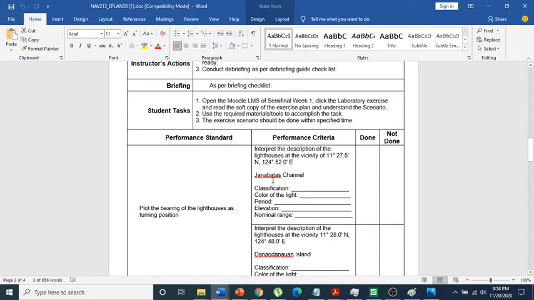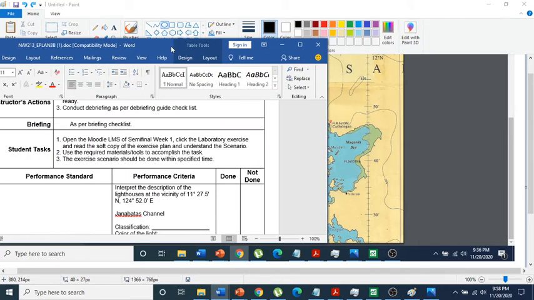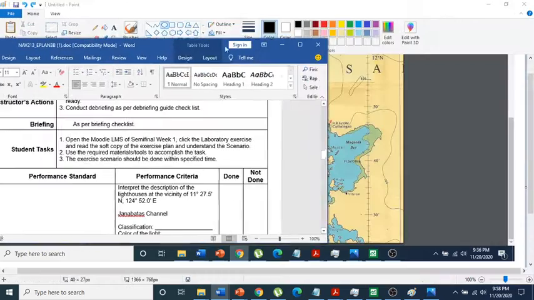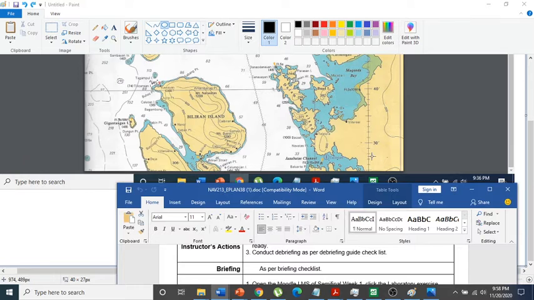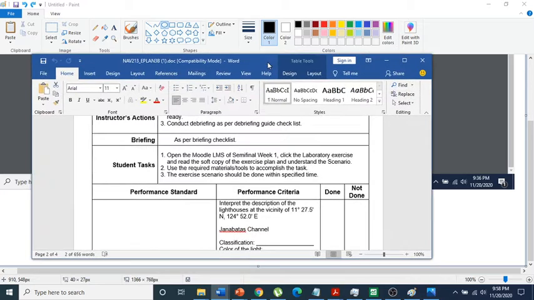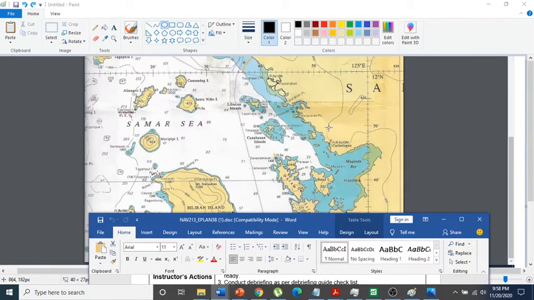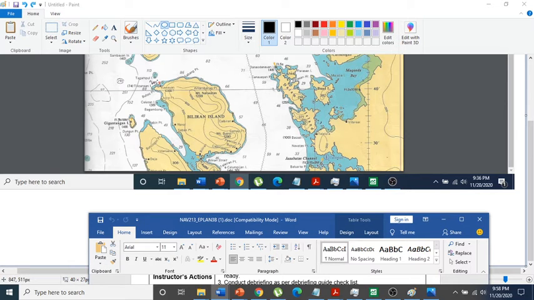So this is what I'm talking about, the lighthouse. Interpret the description of the lighthouse in the vicinity of 11 degrees 27.5 North and 124 degrees 52 point east. So basically this is the lighthouse I'm talking about. You just encircle this one.